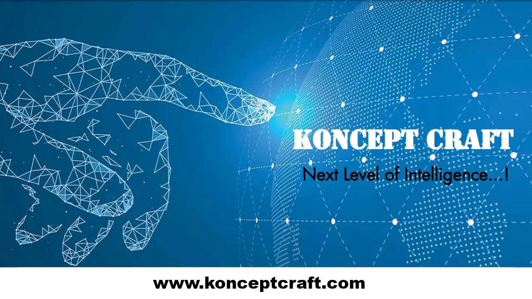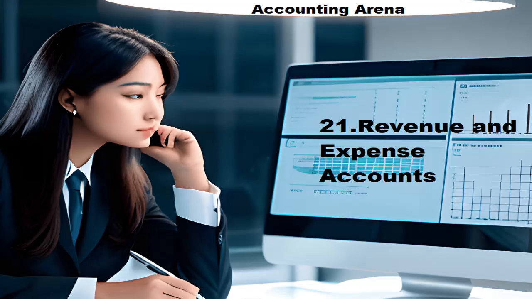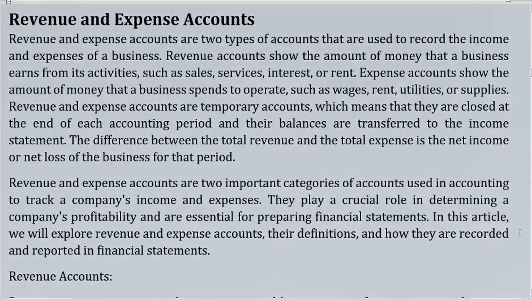Now let's begin our today's lesson. Revenue and expense accounts. Revenue and expense accounts are two types of accounts that are used to record the income and expenses of a business. Revenue accounts show the amount of money that a business earns from its activities, such as sales, services, interest, or rent. Expense accounts show the amount of money that a business spends to operate, such as wages, rent, utilities, or supplies. Revenue and expense accounts are temporary accounts, which means that they are closed at the end of each accounting period and their balances are transferred to the income statement.